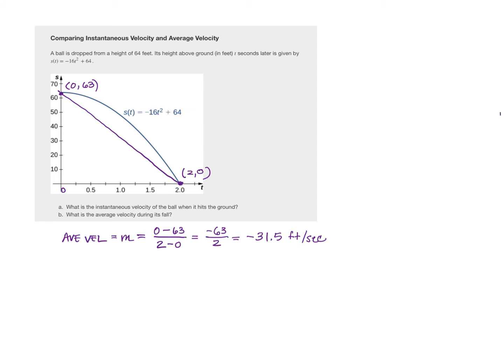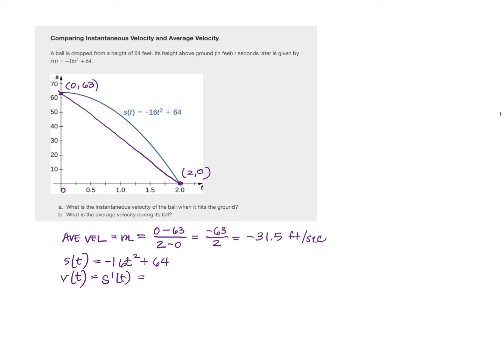Let's look now at problem A. Problem A asks us to find the instantaneous velocity of the ball when it hits the ground. So remember, when we're looking for the instantaneous velocity or instantaneous rate of change, we need to take the derivative. And our position function is given by negative 16 t squared plus 64. And if we find the rate of change of position, that is the velocity, right? So the velocity is equal to the derivative of the position function.